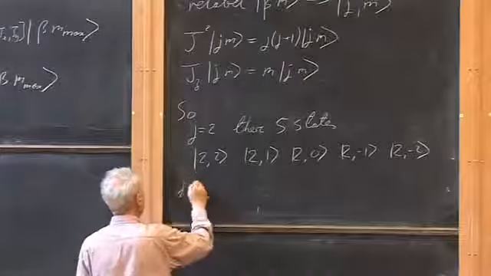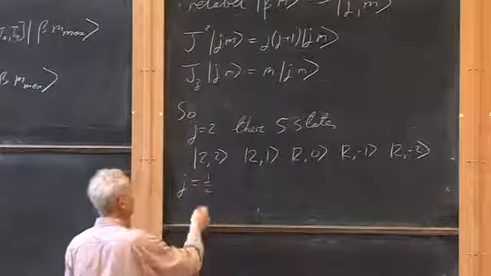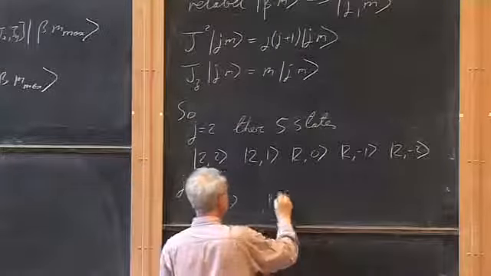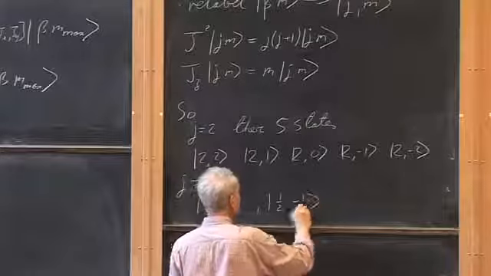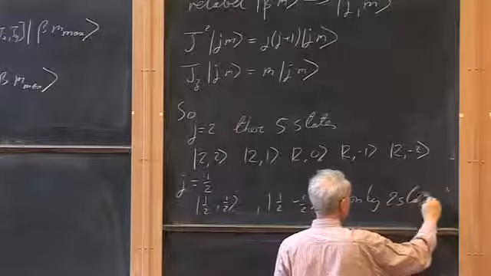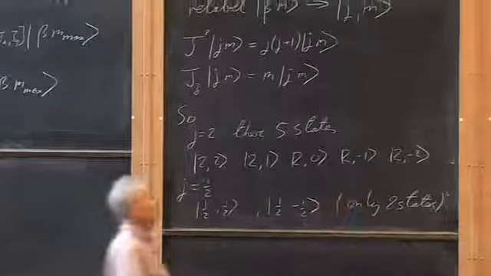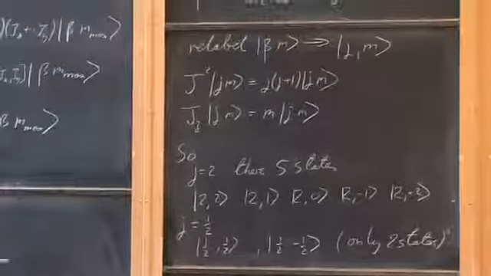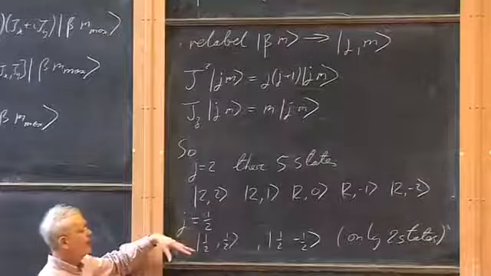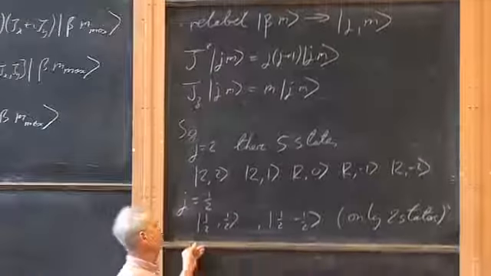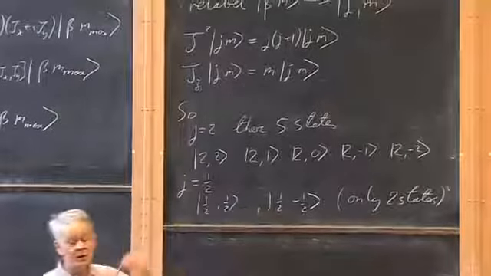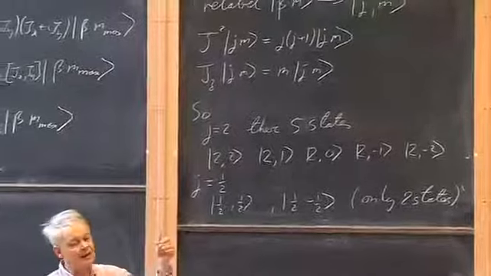If j is a half, then what do we have? We have j equals a half, m equals a half, and j equals a half, m equals minus a half, and that's it. Only two states. So that's why we've been talking about electrons and things, objects with total spin a half of a unit of spin angular momentum, like electrons, protons, positrons, etc., as the archetypal two-state system, because there are only two possible orientations.